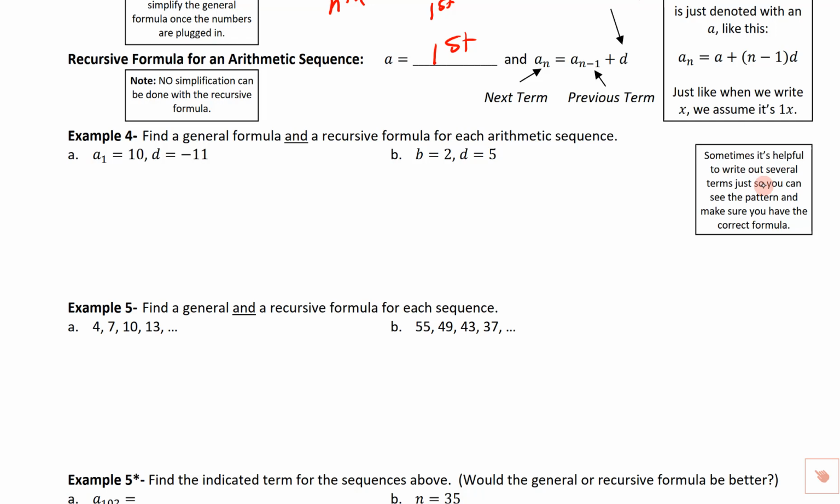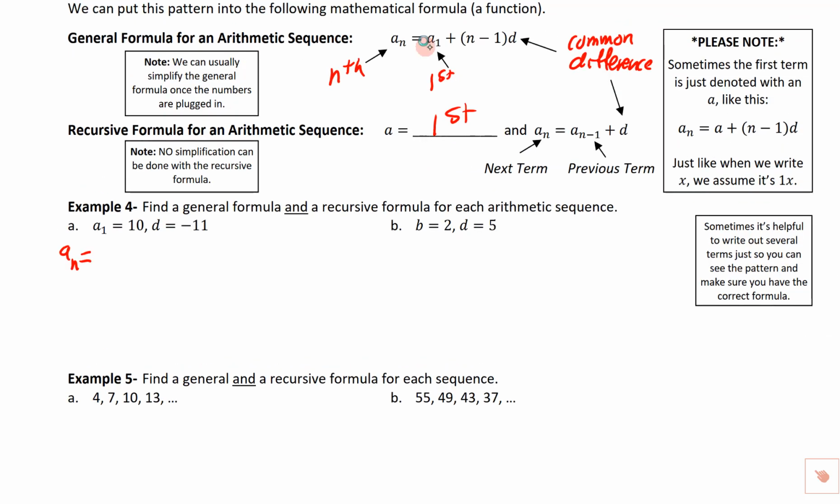So here's what we're going to do. We're going to write down the formula. So this is going to be A sub n equals, and then we slide up here so we can see what that formula is. So it's the first term, so this is going to be 10 plus n minus 1 common differences. And then in this case, the common difference is negative 11, so I'm going to put that in parentheses. And then we do some simplifying.